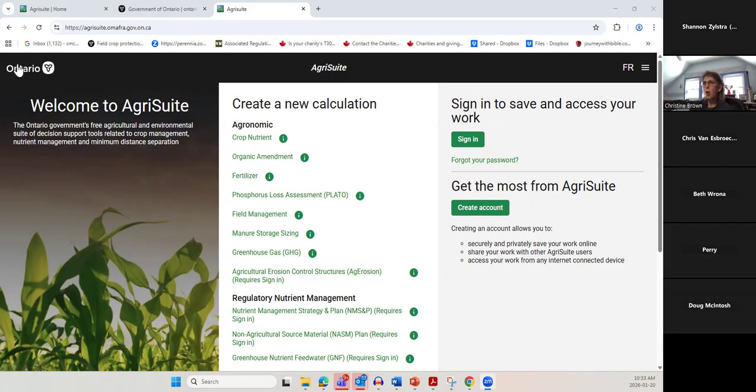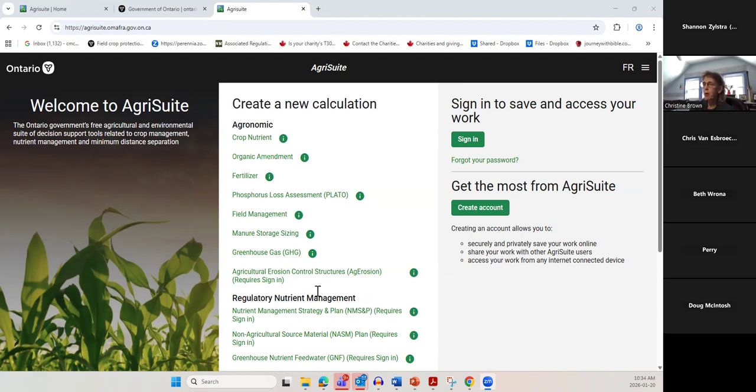So this is the home screen of AgriSuite. And the AgriSuite software has been around for a long time. It started off on a voluntary basis, then it became a regulatory tool, and we finally have it so that it's available for both. So all of these top programs or tools are voluntary. They don't need somebody to sign in or to create an account. They can be used as one-offs or they can be used in more formal planning.